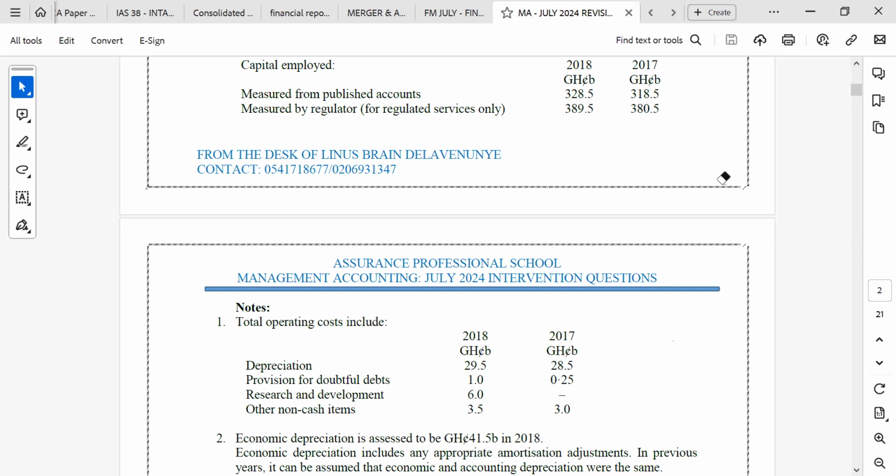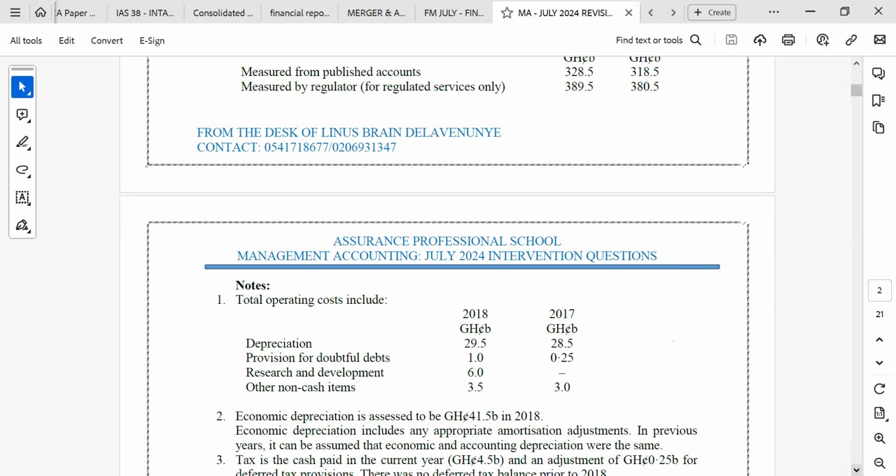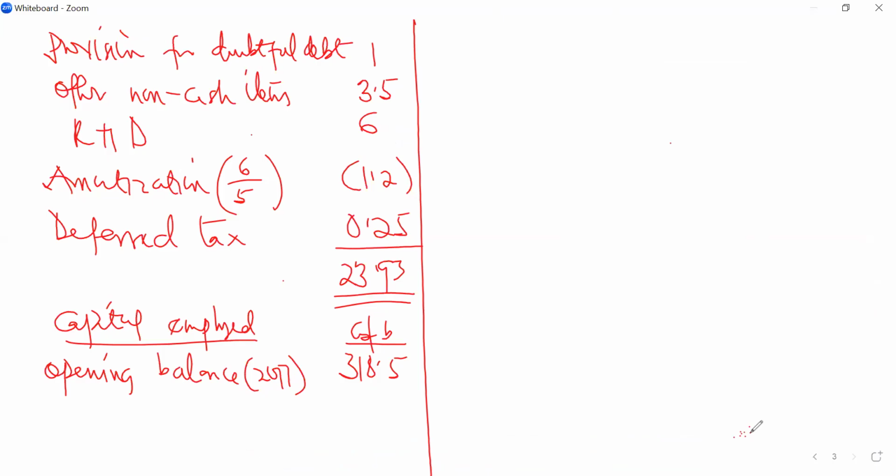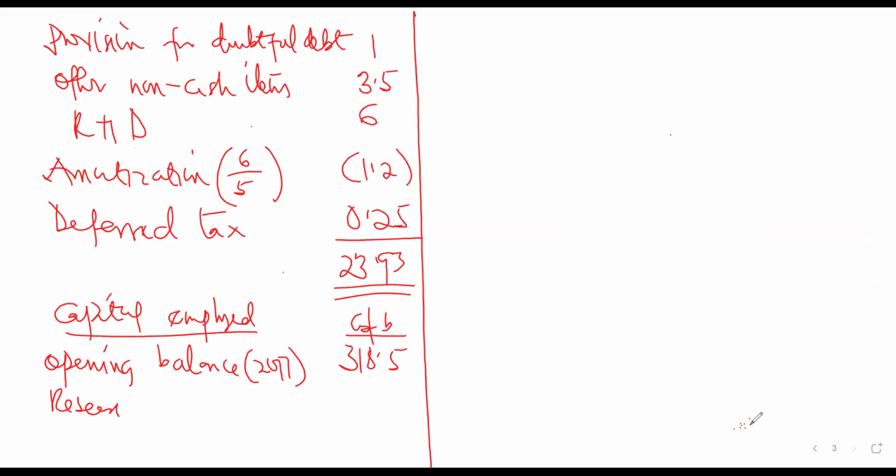Okay, let's come to the impact of some of the items. We have the research and development expenditure, which is very important. So that will be 1.2 multiplied by 4. Do we agree? Yes, sir. So we add 6 minus 1.2, so we add that one.